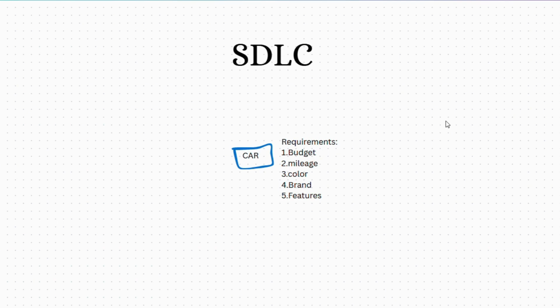Then the salesperson checks which car matches your needs and shows you some options. They explain the features and the prices of the car. After that, you compare and decide which car you want to buy. That's a step by step process, right? The same thing happens in software development.